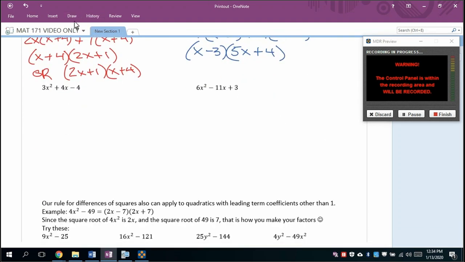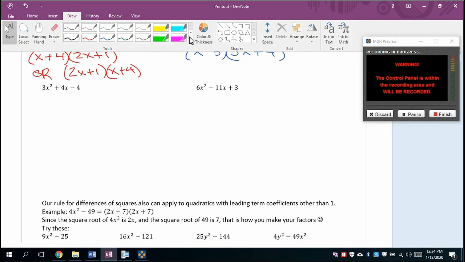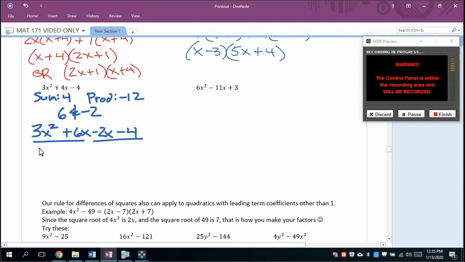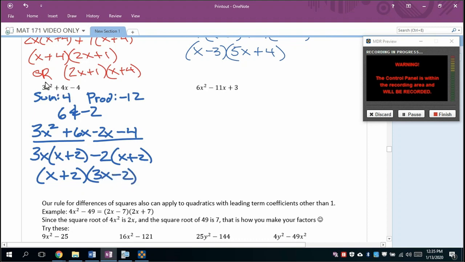So for this next one, 3x squared plus 4x minus 4, we need two numbers that have a sum of 4 and a product of negative 12. And that would be 6 and negative 2. So 3x squared minus 4 on the ends plus 6x minus 2x. And then factor by grouping, I can take a 3x out of this, giving me x plus 2, then minus 2, multiplying that by x plus 2. And that will give us x plus 2 times 3x minus 2. Now again, where did this negative 12 come from? Well, that was 3 times negative 4.